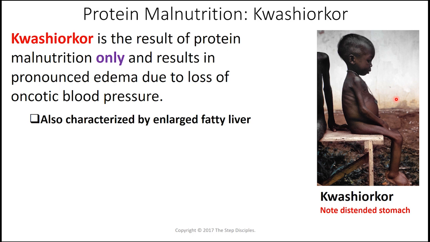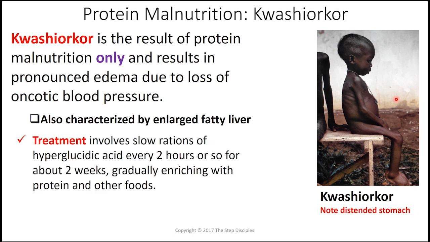It's also characterized by an enlarged fatty liver, and the treatment involves slow rations every 2 hours or so for about 2 weeks, and then you gradually enrich with proteins and other foods. So it's very dangerous to just immediately give them large rations of food. You actually have to do it very slowly. And that'll be the case for anyone who's been starving for quite some time.